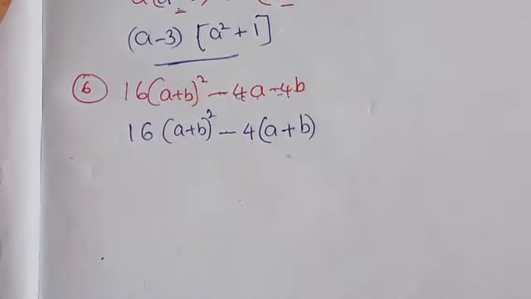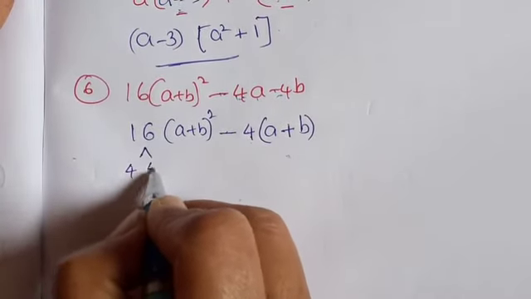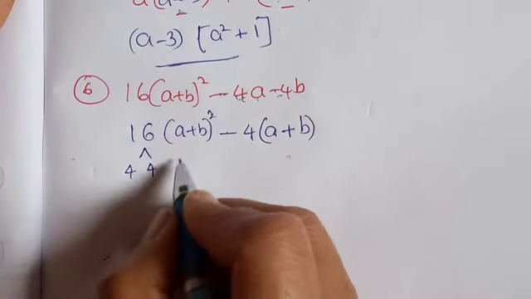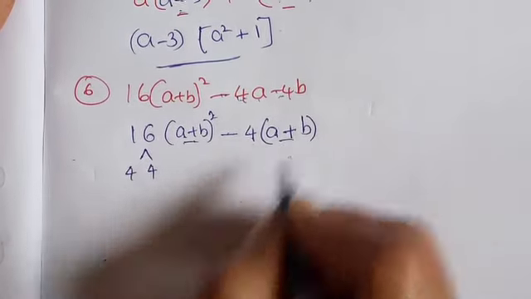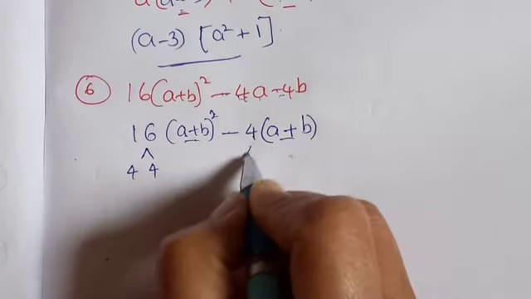Okay, now this is 4, 4 factor only. We will write here also 4 into 4, 16(a + b)². So one of the (a + b) I can take as common. So now here 4 into 1.